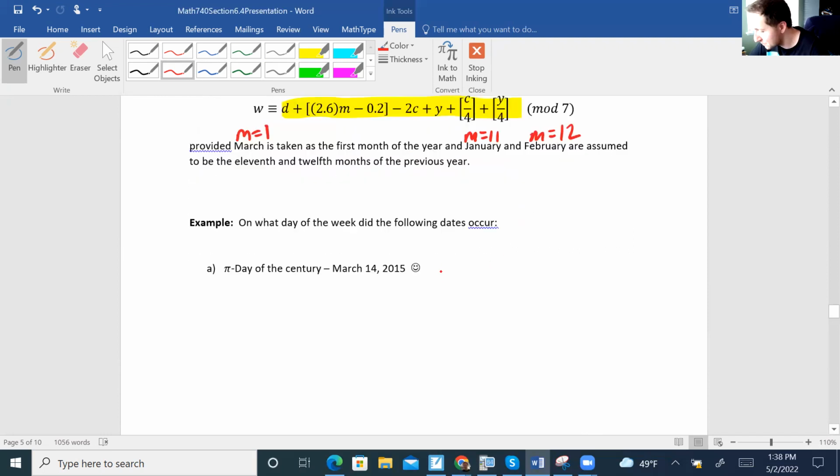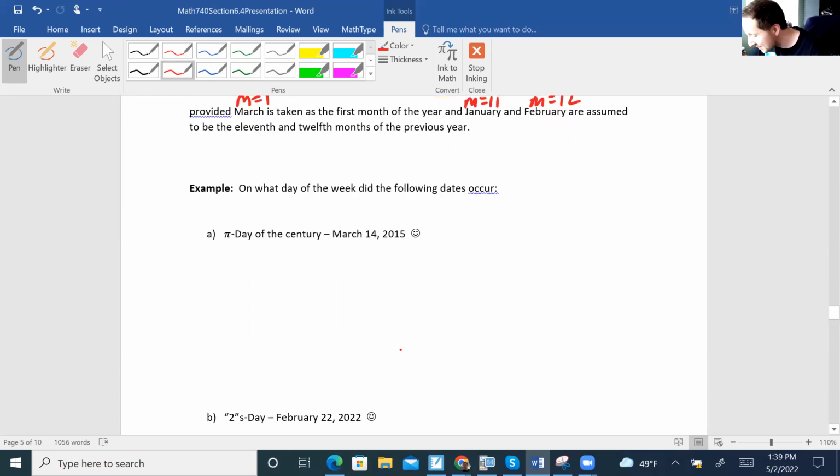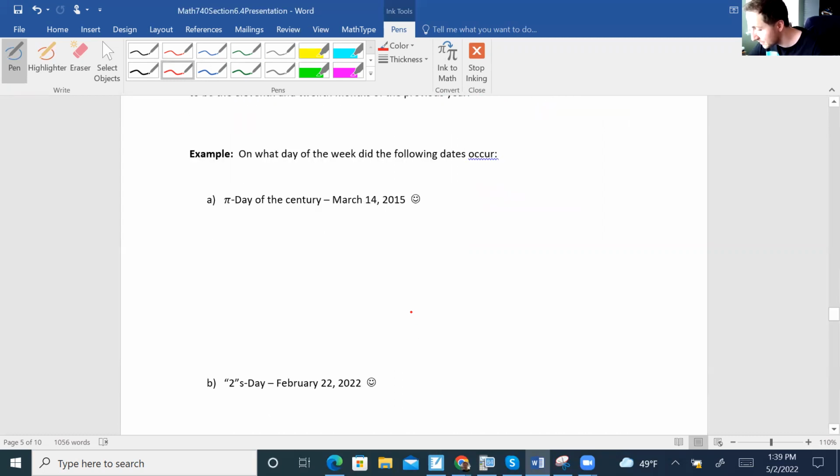I just picked a couple dates, some cheesy math dates, right? We're all math nerds, don't tell anybody. Some of these are more recent, so obviously you'd have access to a calendar, but you could do this with dates from the 1800s or the 1700s, as I suggested on some of the homework problems. The algorithm works out the same way. So I just picked some fun dates.